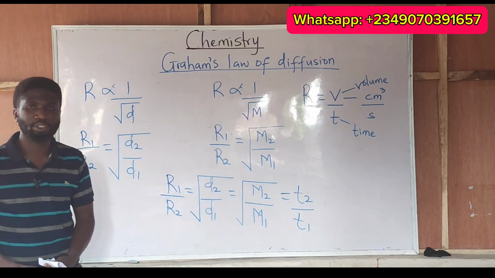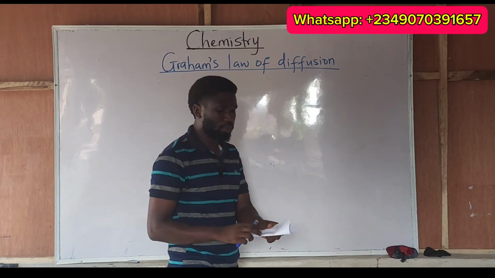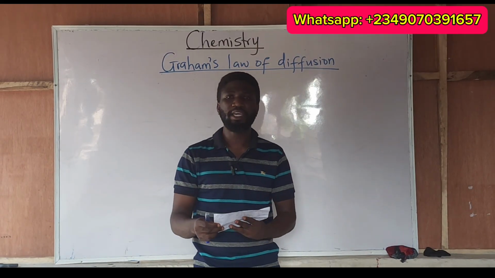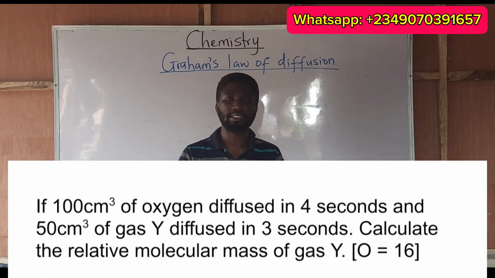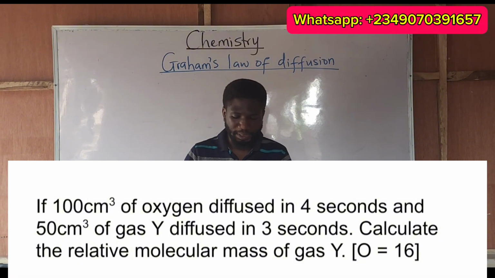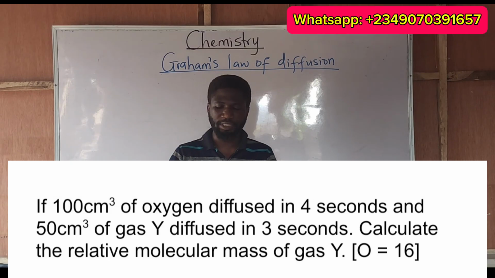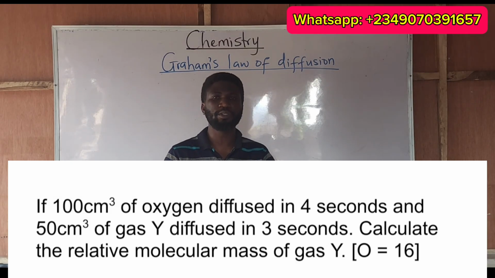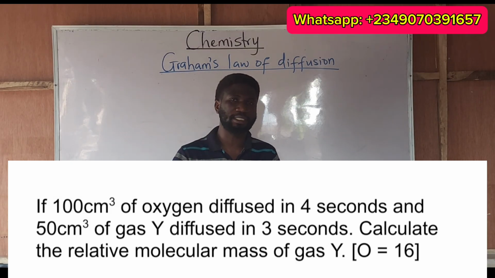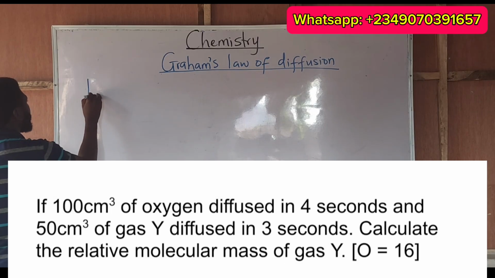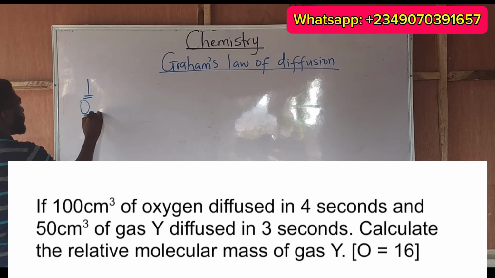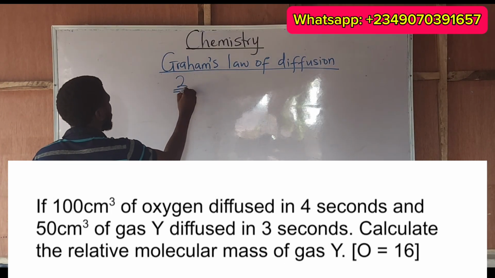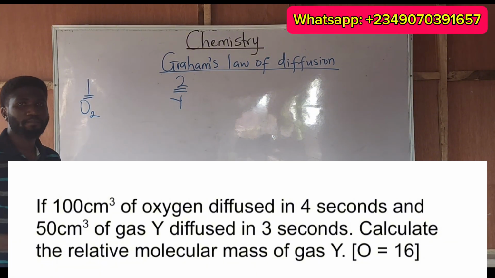So let's move into examples. Example 1 says, if 100 cm³ of oxygen diffused in 4 seconds and 50 cm³ of gas Y diffused in 3 seconds. I want us to take note that we have two gases. Gas 1 is oxygen and gas 2 is Y.